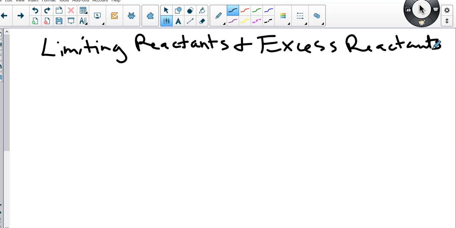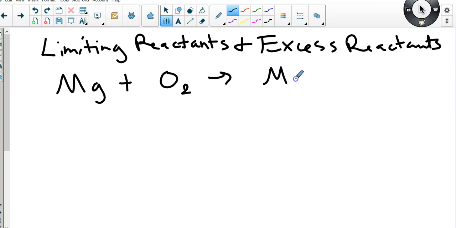So, for example, let's say magnesium reacts with oxygen to produce magnesium oxide. What's the first thing you have to do? You got to balance this. If you don't balance the equation, you're about to do a whole lot of work for nothing. Okay? So, let's say that we have these pieces of information given.